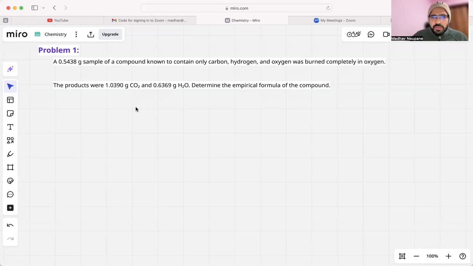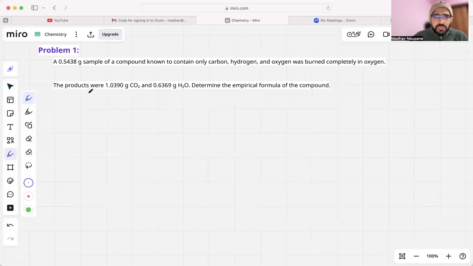So if you remember, normally when we are solving empirical formula and molecular formula questions, we are mostly given the percent abundance, right? We are given certain percent carbon, certain percent hydrogen, and certain percent oxygen in that compound. But in this case, instead of percent composition, we are given the total mass of the compound which underwent the combustion reaction, and the mass of CO2 produced and mass of H2O produced. So this is a little bit different.